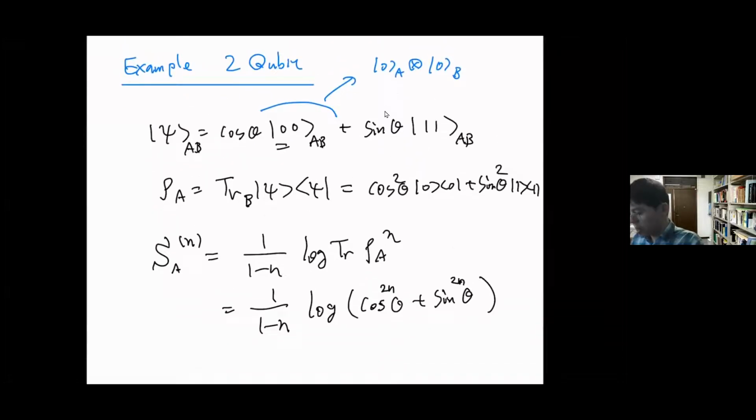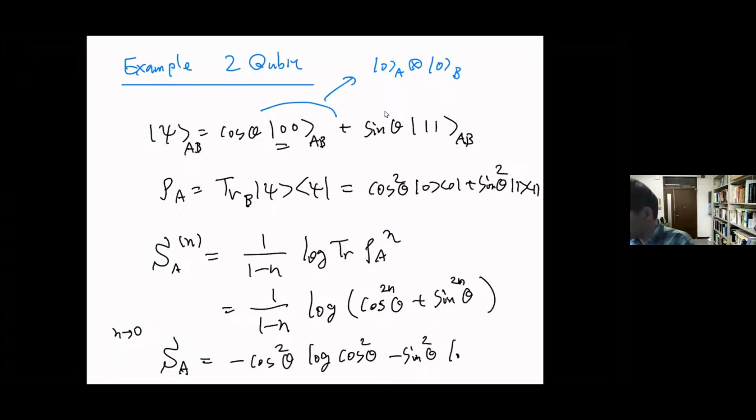You can especially take the limit n goes to 1, the von Neumann entropy, or you can just take minus rho log rho directly. So this is a rho, this is log rho, and we have another contribution of rho log rho.